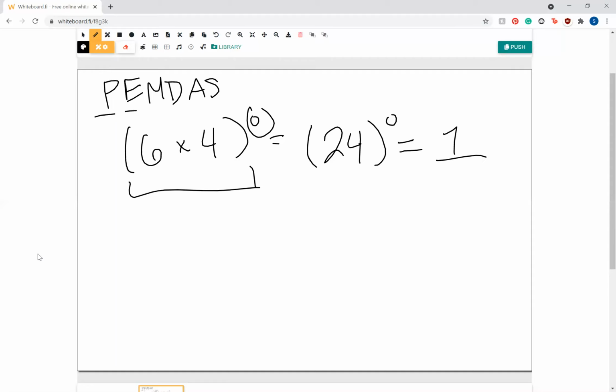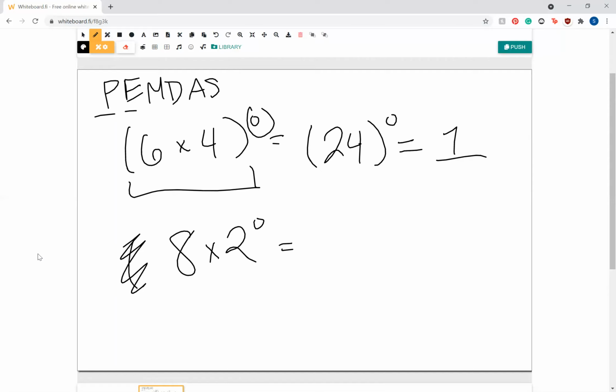So let's do a different example here. Let me get rid of this parenthesis. What about 8 times 2 to the power of 0? Now, I didn't put any parentheses in this one, so our order of operations is going to be a little bit different. Go ahead and pause the video and then see what we get after that.